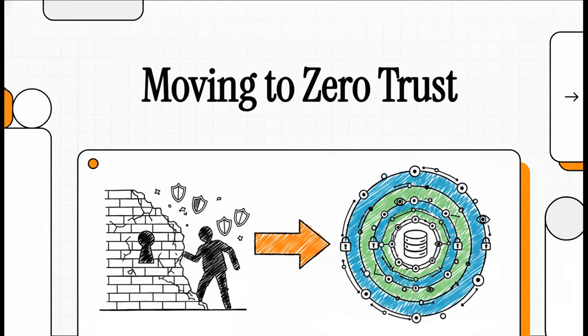Okay, did you know that in recent years, traditional perimeter-based security has failed in over 80% of major data breaches? Seriously, that old moat and castle defense just doesn't hold up anymore. So let's dive right into this explainer and demystify the transition from legacy cybersecurity to a modern zero-trust architecture.